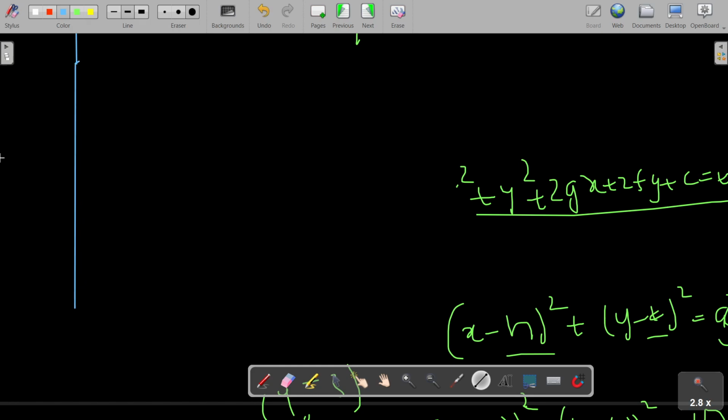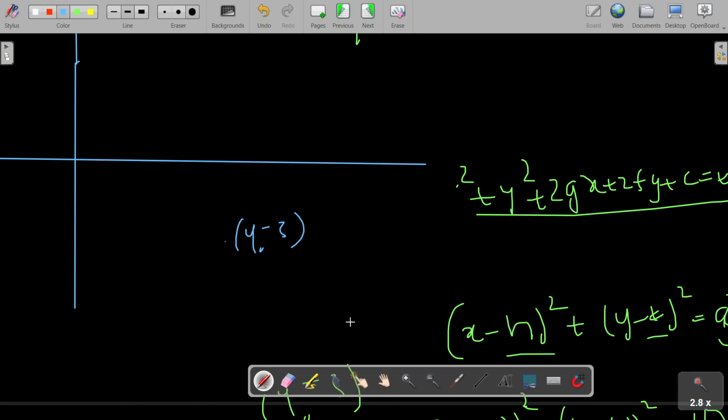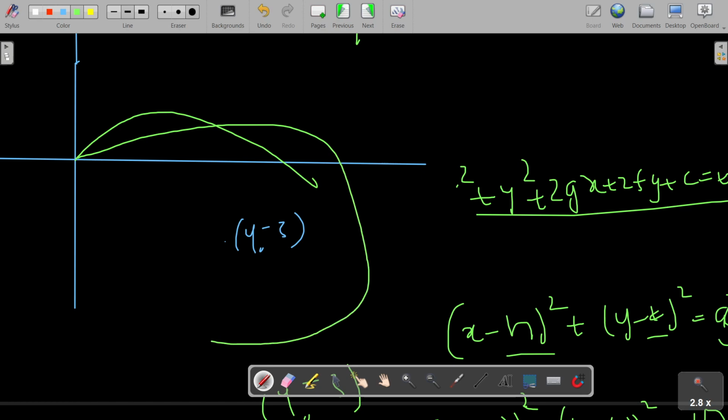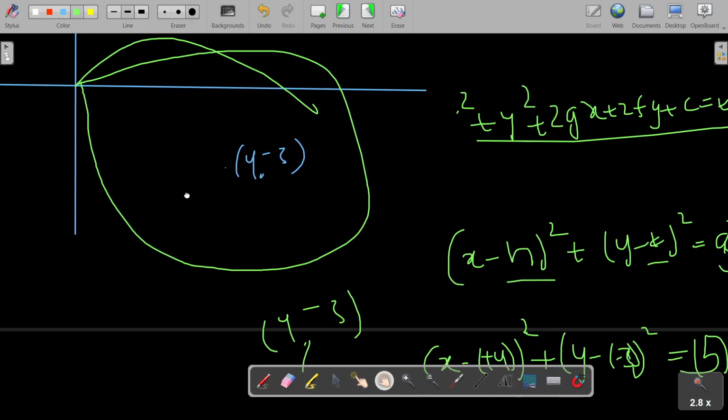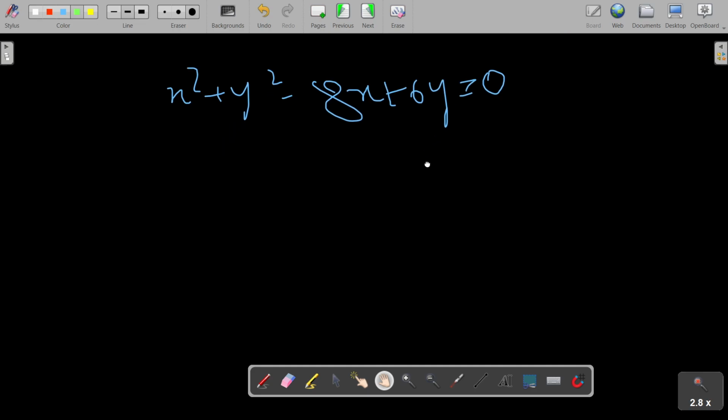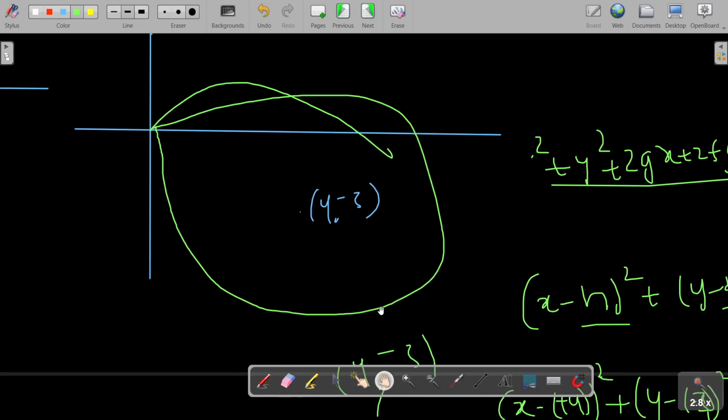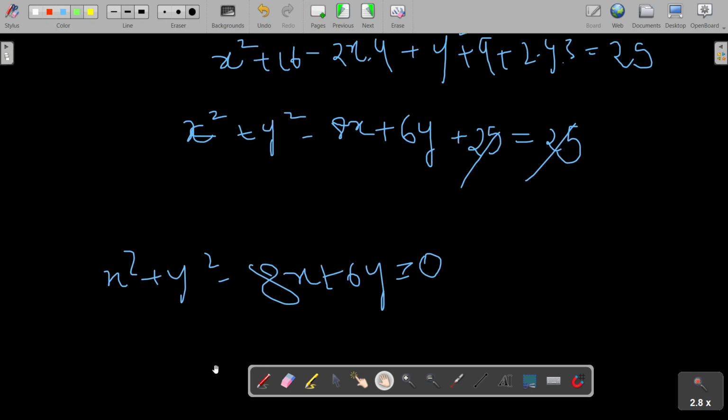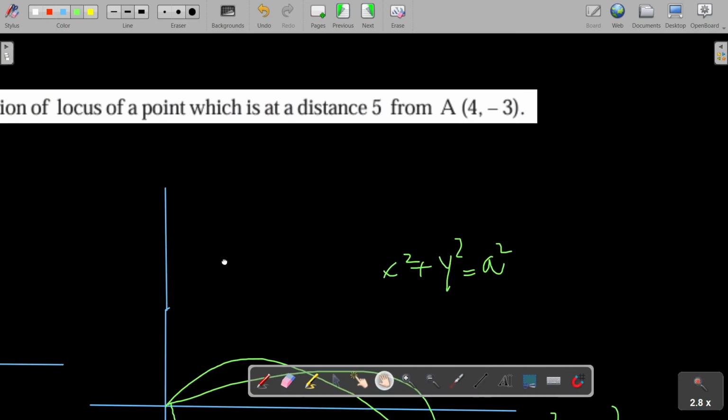Okay, this and this. What I can do is this is the point 4 comma minus 3. I can draw this like this, like that. You know the drill here, what I'm trying to say. So basically, this is a locus equation for this problem.